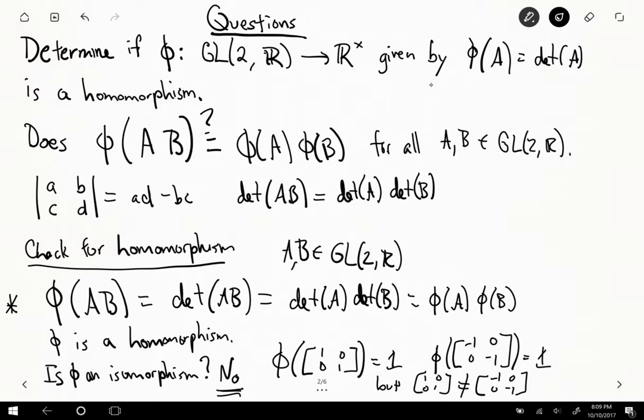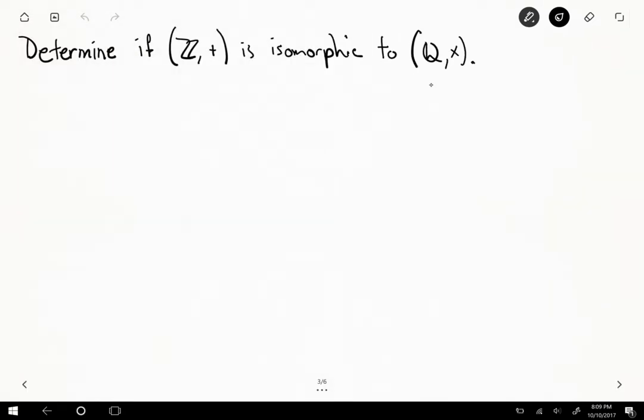Alright, let's take a look at another problem. Determine if the integers under addition are isomorphic to the rationals under multiplication. There are going to be a couple of ways to approach this. I'm going to focus on the case where we don't know quite as much right away about how these things work. For an isomorphism, we need a function to be one-to-one and onto. The other thing is that we have identities to work with.